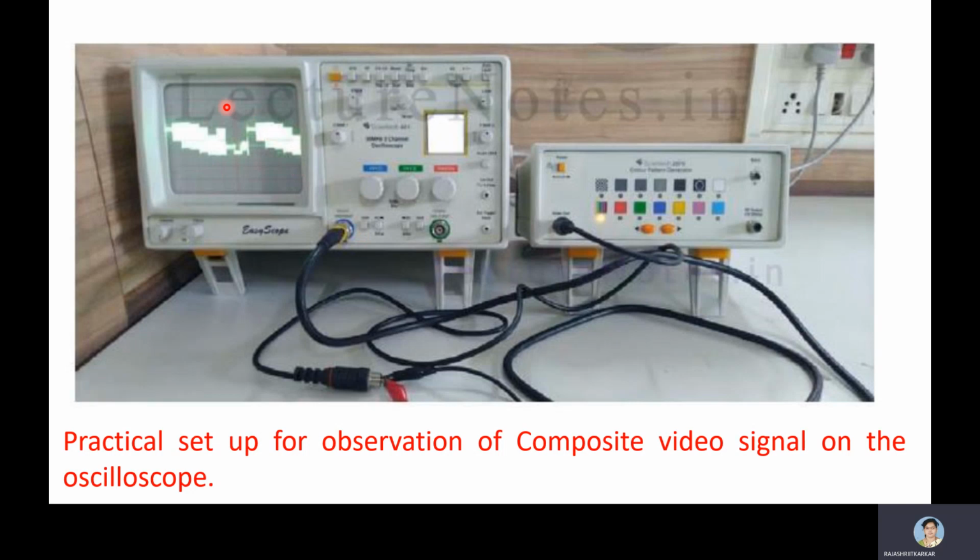What you can see on the CRO is how the video signal looks for the color bar pattern. This is the shape of the video signal as seen on the CRO. Now I'll analyze how the composite video signals will look for all the different patterns, one by one.